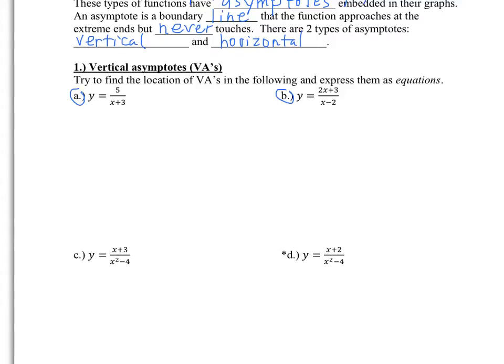So, our first task here is we're looking to find the location of the VAs, which is an abbreviation for vertical asymptotes, and we're going to express our answers as equations. We're also going to look at horizontal asymptotes on this page, which you'll actually see is on the next page of your notes, but we're going to combine everything onto this one page. The functions don't change. Okay? So our first function here, I want you to enter this into your calculator into y equals. Make sure you put parentheses around your denominator.